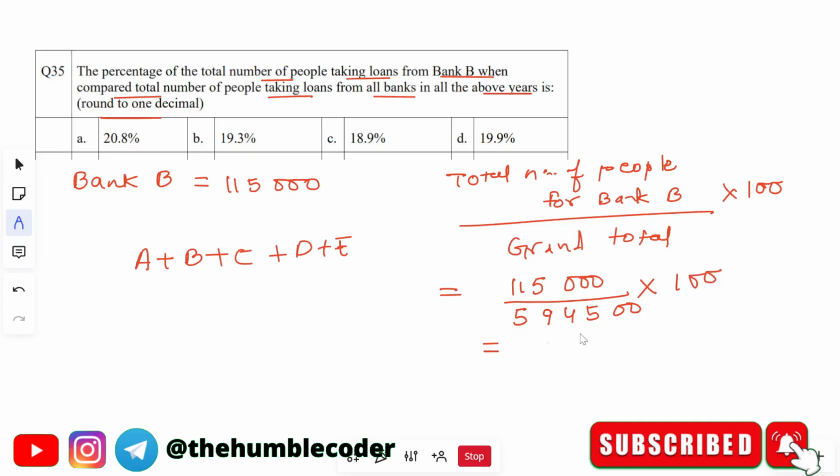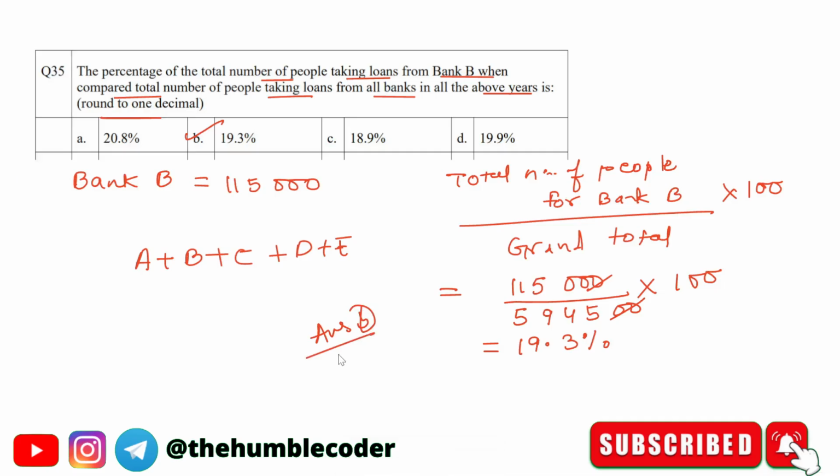When you finally solve it, this will get cancelled with this, and further when you solve it, you will get the final percentage value as 19.3%. So the correct answer for this question is option number B, that is 19.3%. Hope you have understood it. For any doubts, you can ask me in the comment section. Moving on to the next question now.